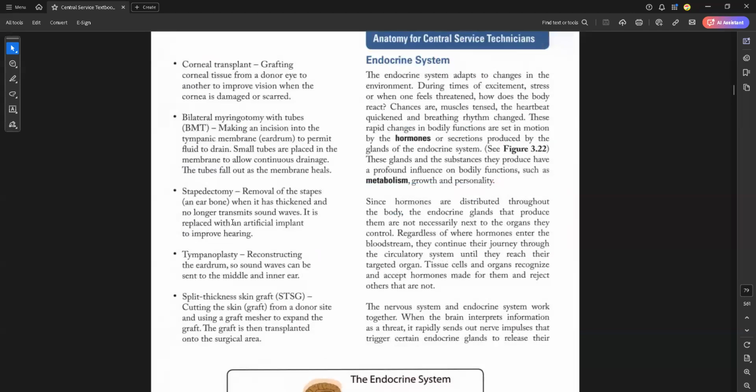Okay, let's come to endocrine. Some of the cases that also go with this are corneal transplant, bilateral myringotomy with tubes, making an incision into the tympanic membrane to permit fluid to drain. Small tubes are placed. Then we also have tympanoplasty.